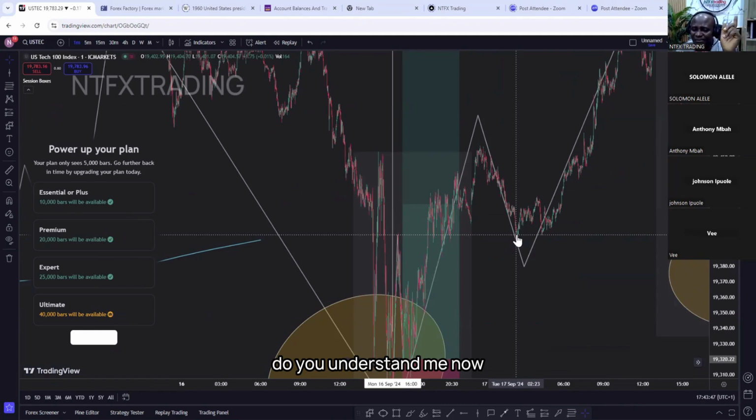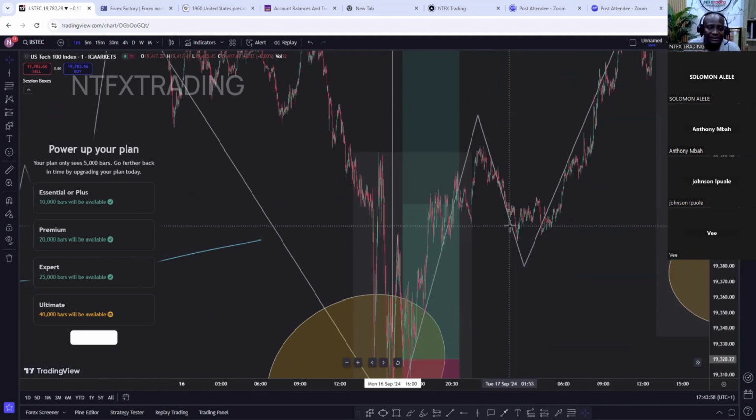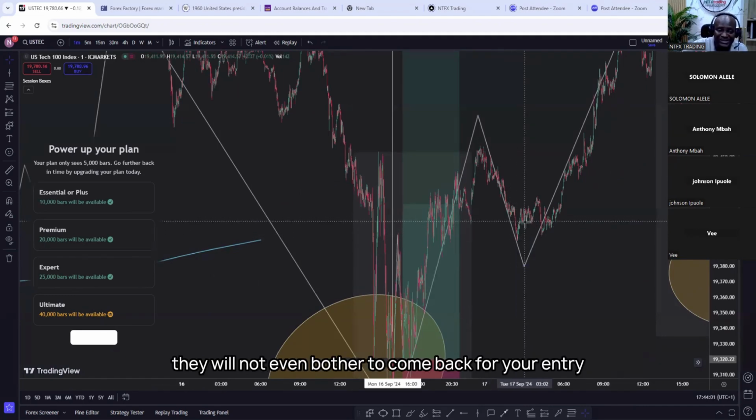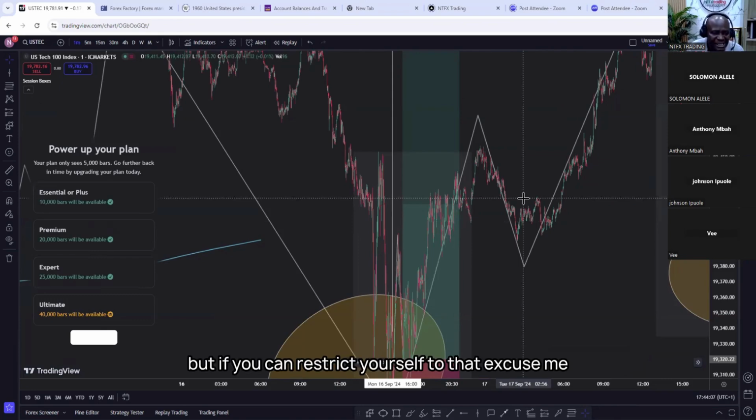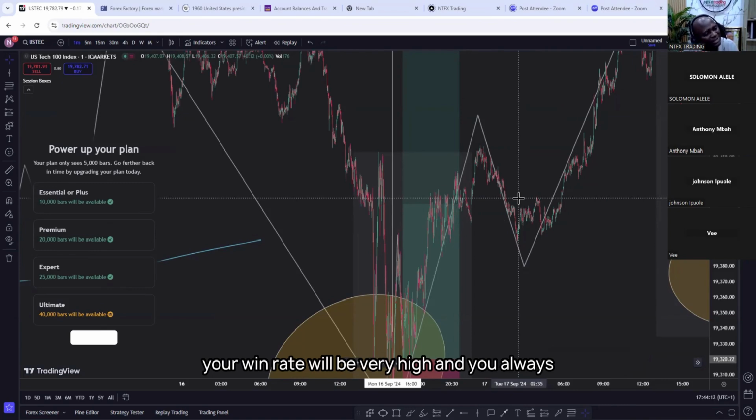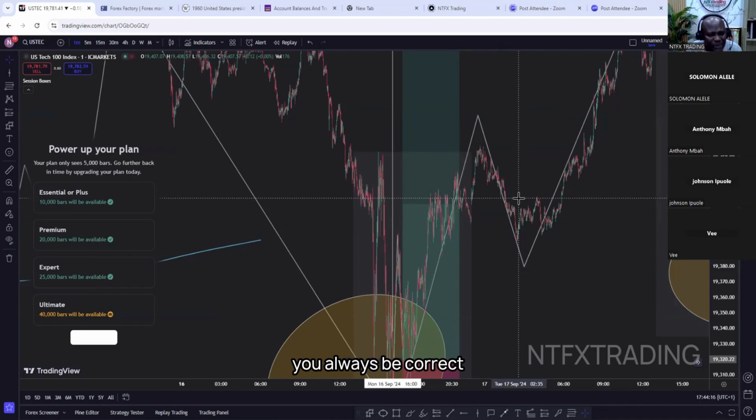Do you understand me now? Yes, sir. So you can adopt that. Beautiful. But you will miss some trades, because some of the trades will take that supply but will not even bother to come back for your entry. It will keep going, and you cannot jump in. But if you can restrict yourself to that, your win rate will be very high, and you will always be correct, but you will be having fewer trades.